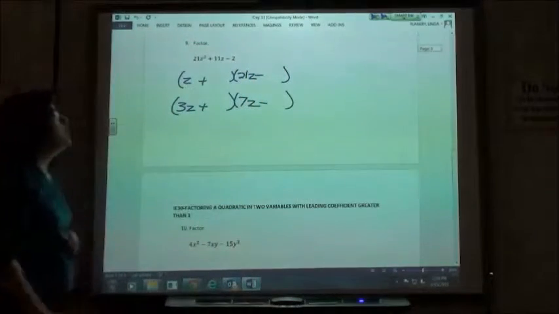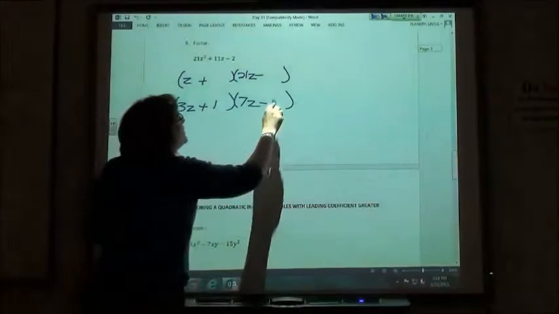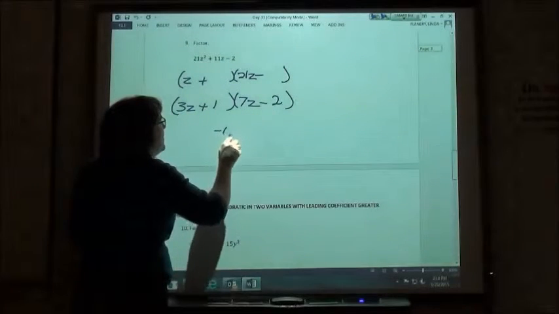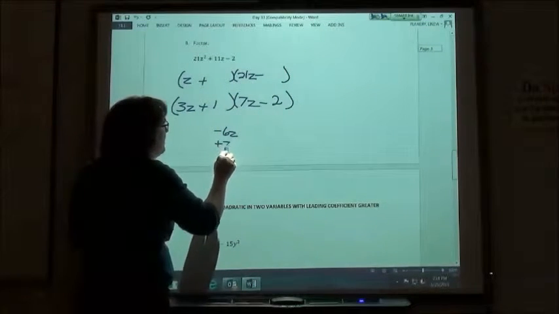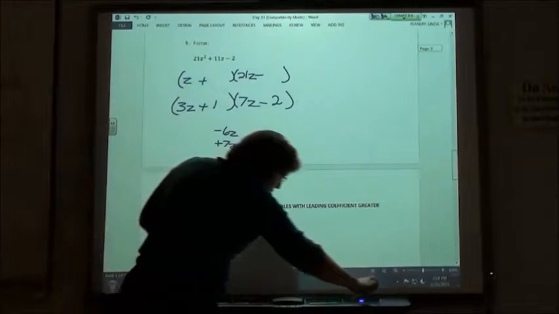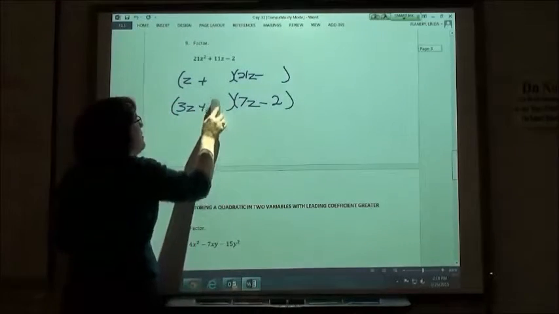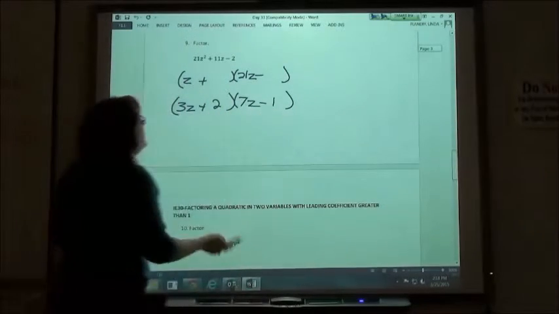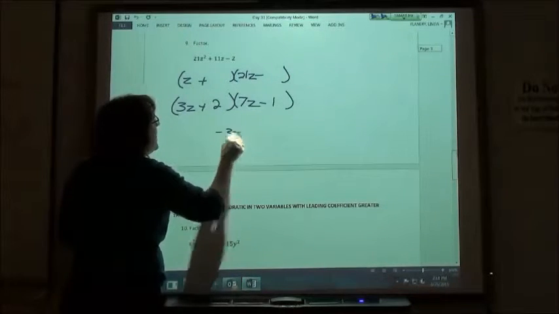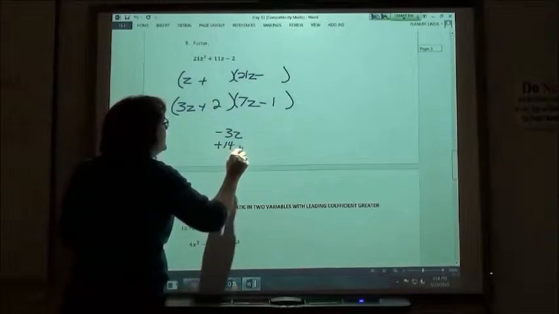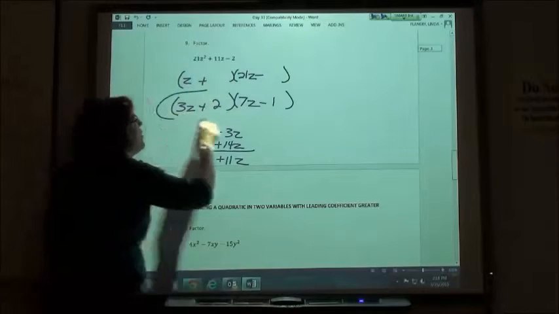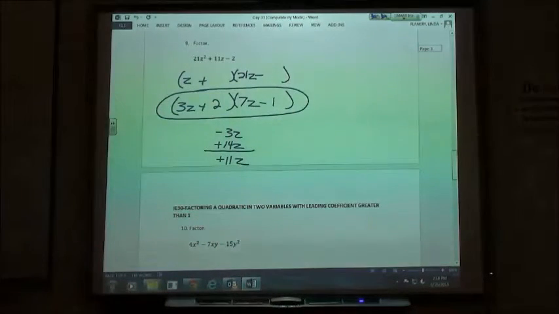And the only way to get 2 is 1 times 2. I'm going to start with the bottom one because that's my guess is the one that's going to work out right. If I check that, here I'm going to get a negative 6z, here I'm going to get a positive 7z, that's a positive 1, that's not the right way. So then I switch them, put my 2 first and then my 1, 2 and my 1. Here I'm going to get a negative 3z, here I'm going to get a positive 14z, negative 3 plus 14 is positive 11z, which is what I want. And so 3z plus 2 times 7z minus 1 is going to be my answer.